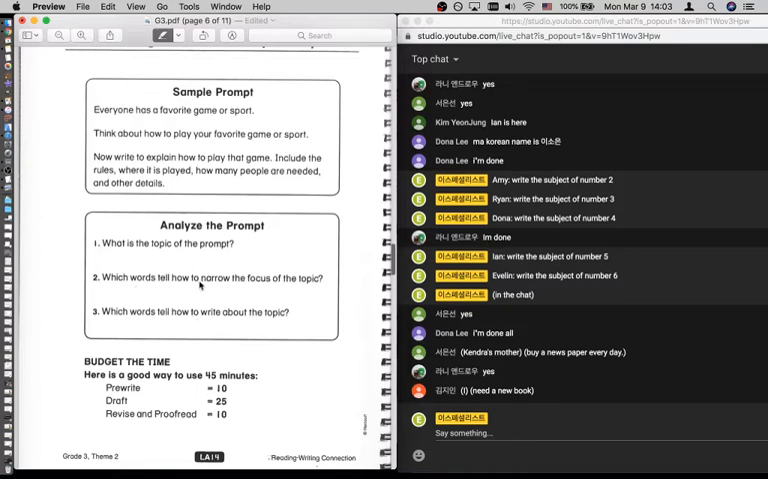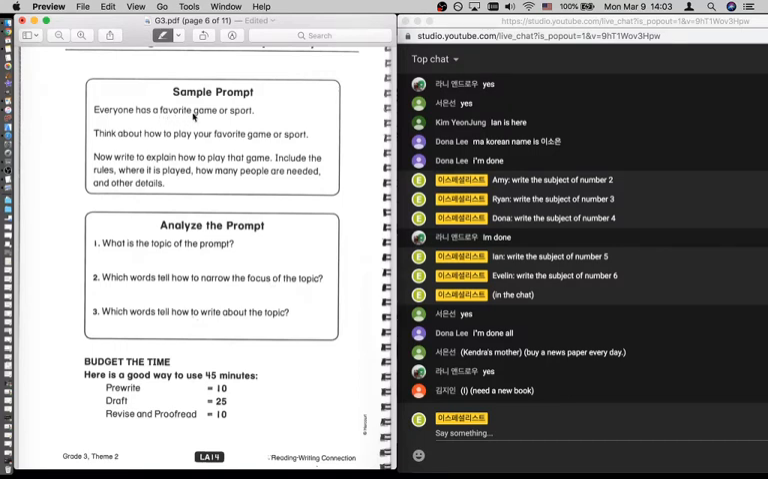Which words tell how to narrow the focus of the topic? If our topic is games and sports, we're not going to talk about all games and sports. That would be a really, really long book. You can't write about every game and sport or everything about every sport. We have some words that tell us to narrow the focus of this topic. They help us know what kinds of games and sports, or what about games and sports, we are going to write about. We have some here.